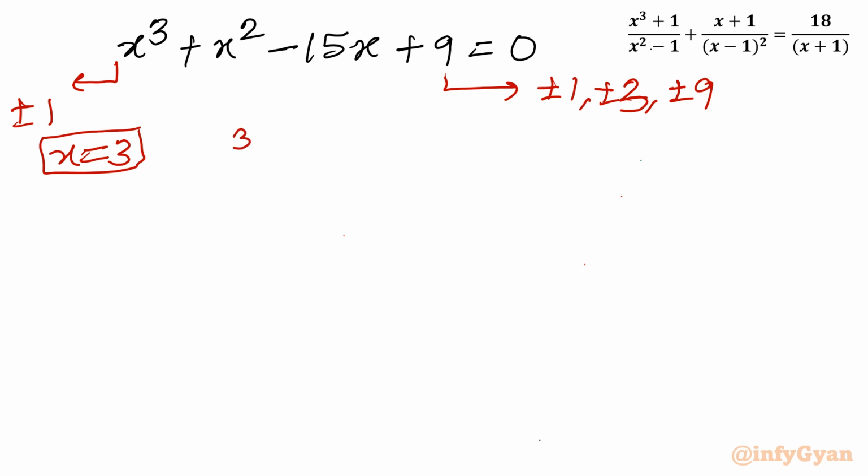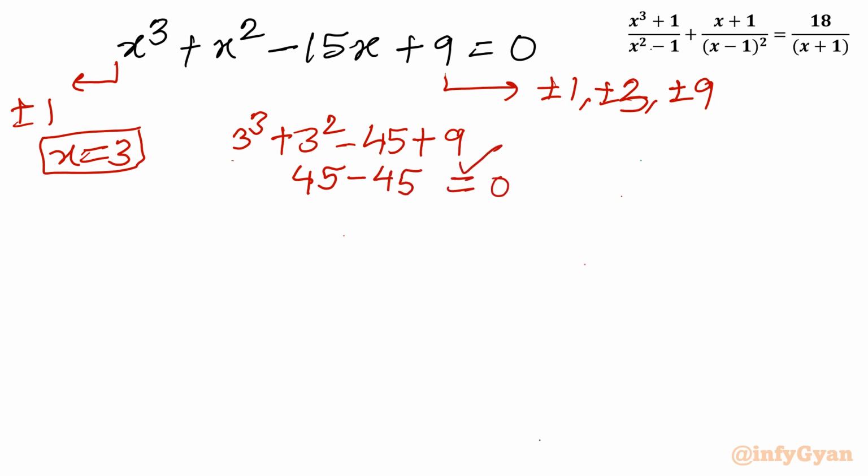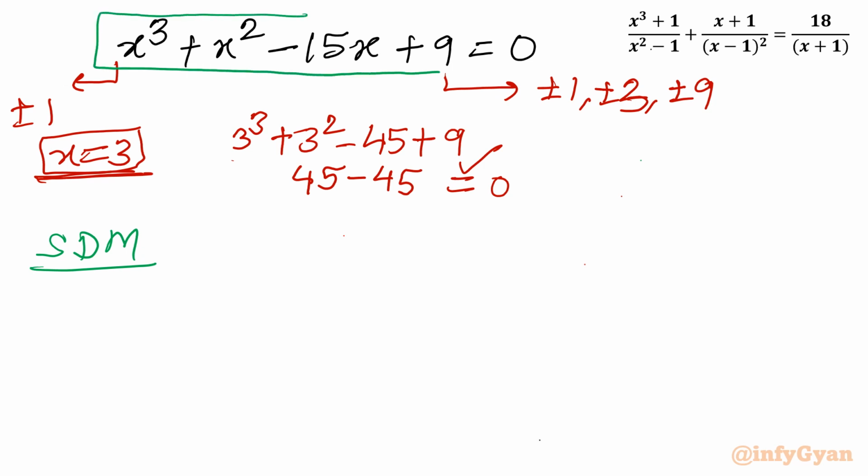So I will write 3 cube plus 3 square minus 45 plus 9. So 3 cube is 27 plus 9 plus 9, 45 minus 45. Yes, it is true, making our equation 0. So this is our second base solution. Now I will apply synthetic division again. Write all the coefficients of this cubic equation this time. Coefficient of x cube 1, coefficient of x square 1, coefficient of x minus 15, constant coefficient 9.